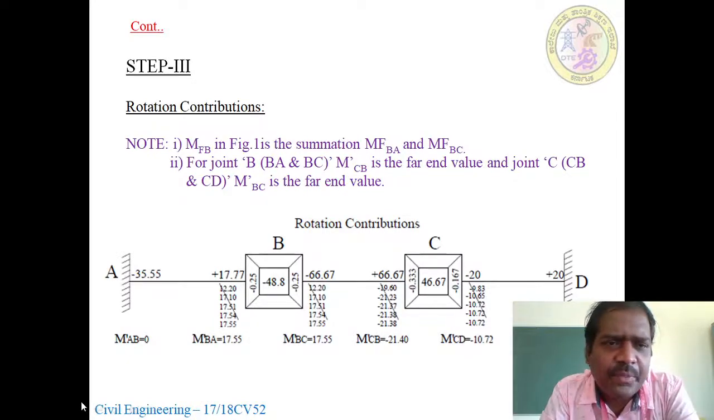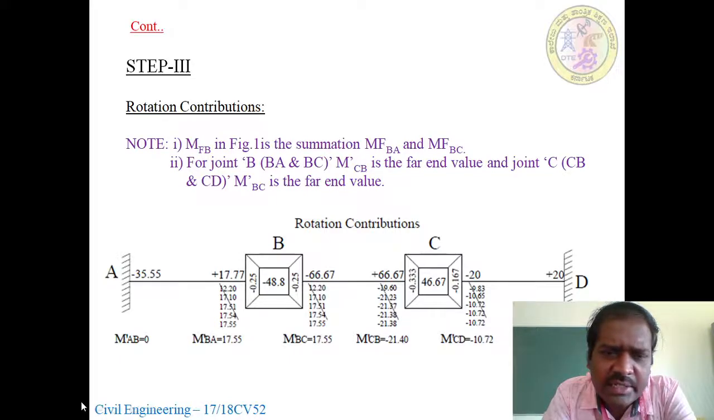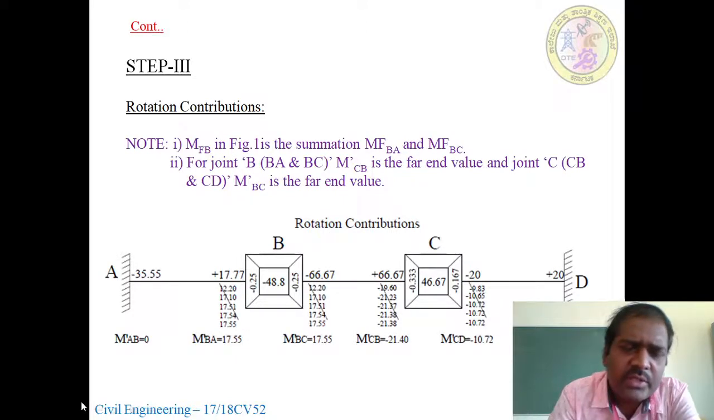So next, for the joint B, BA and BC, M dash CB is the far end value, and for joint C, M dash BC is the far end value. So only one far end value. For the joint B, M dash CB will be the far end value, and for joint C, both the members, M dash CB and M dash CD, while calculating, M dash BC is the far end value.